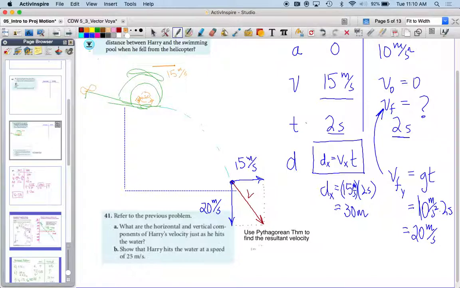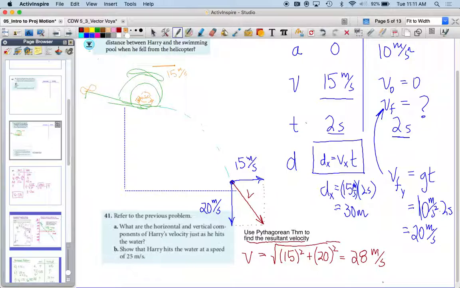And to do that, I'm going to use the Pythagorean theorem like we've been practicing in class. So his velocity overall is going to be the square root of 15 squared plus 20 squared, and if you take the square root of that, I think you're going to find that it is 28 meters per second.